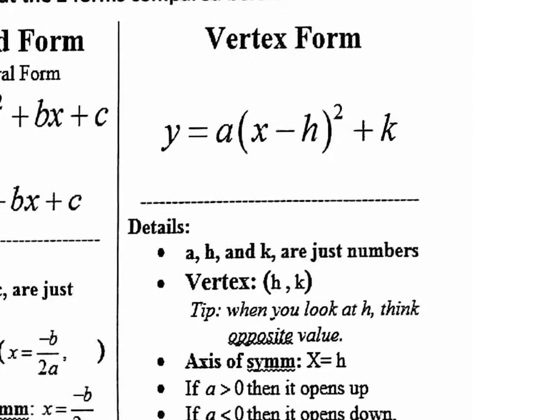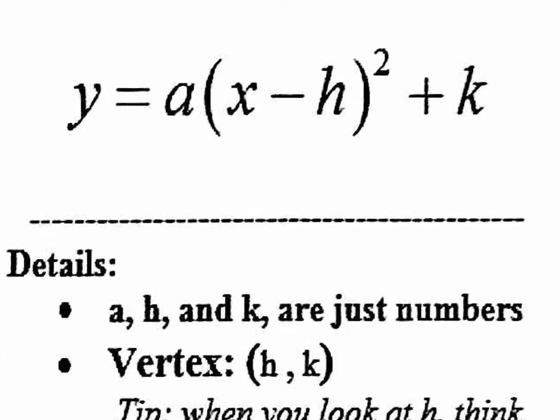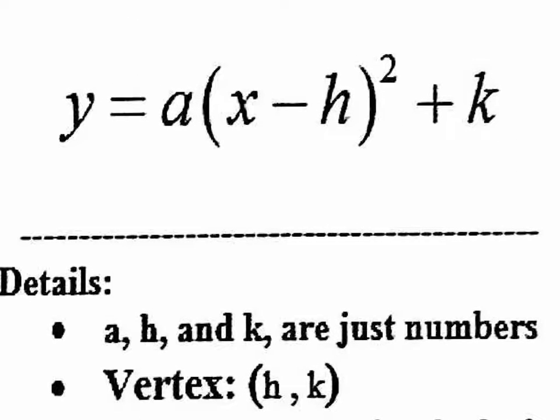But let's talk about today's new form, vertex form. Now remember, form is just the way it's organized, the way it looks. So vertex form is y equals a parentheses x minus h squared plus k. Ladies and gentlemen, we have to memorize this. Kind of like standard form, we knew that standard form was ax squared plus bx plus c. Vertex form is a parenthesis x minus h squared plus k.